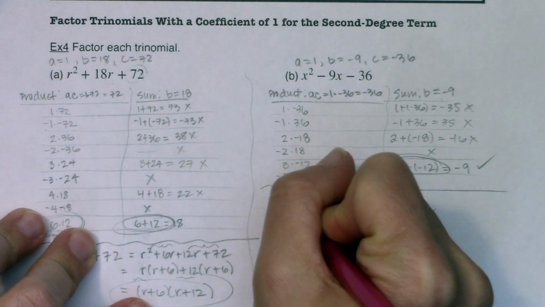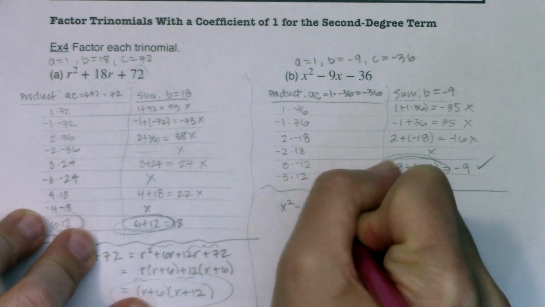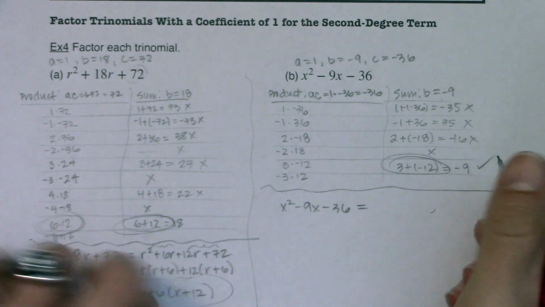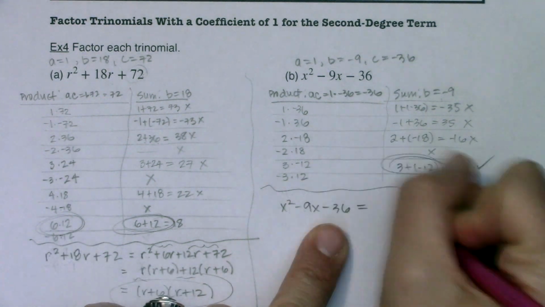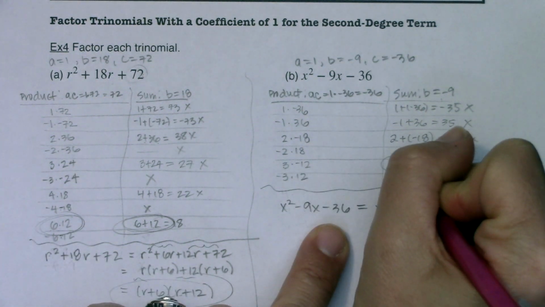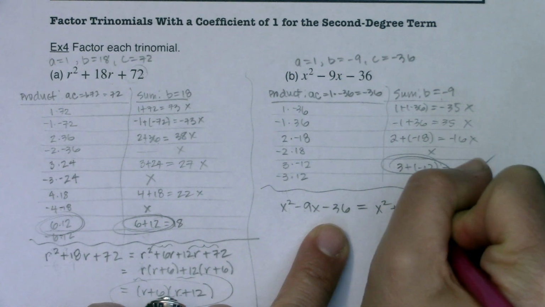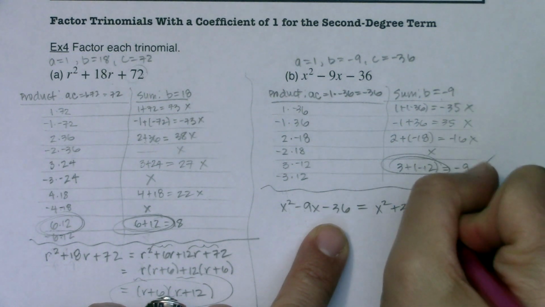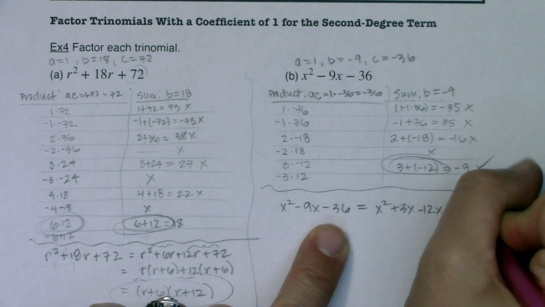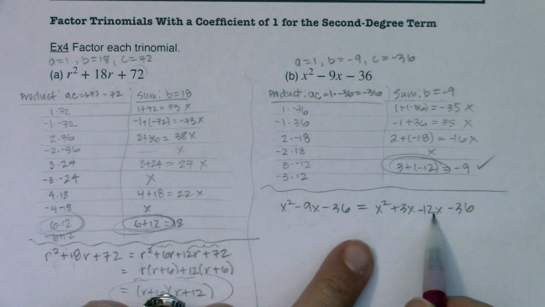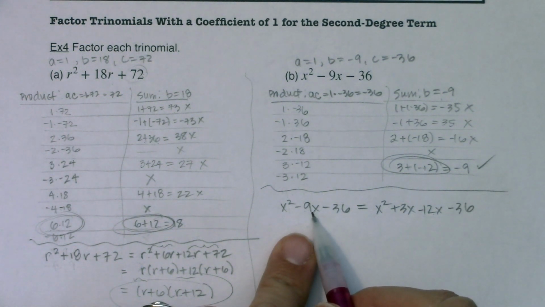So I'm going to rewrite my original trinomial. All right, so I'm going to rewrite -9x as x squared plus 3x minus 12x. I'm going to split that middle term. All right, so 3x minus 12x is -9x.